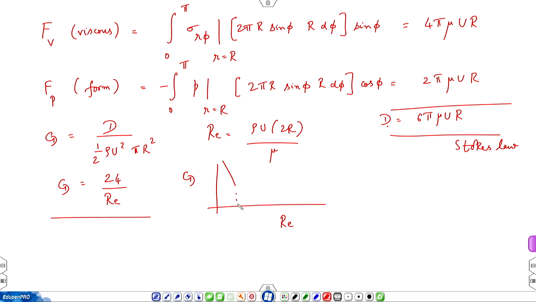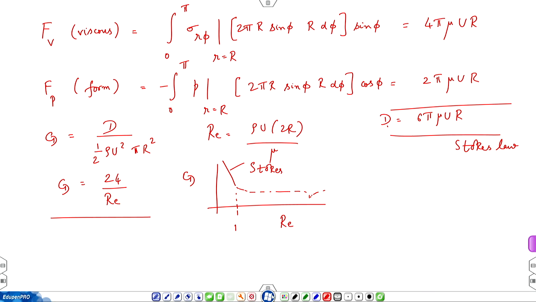Okay, and this we know will be valid up to Re of 1, and then there is some departure, and then it becomes nearly constant, and then there is a dip, and then again there is an increase. This is the overall variation, but this is the Stokes regime. We have been able to reproduce this part of the curve.